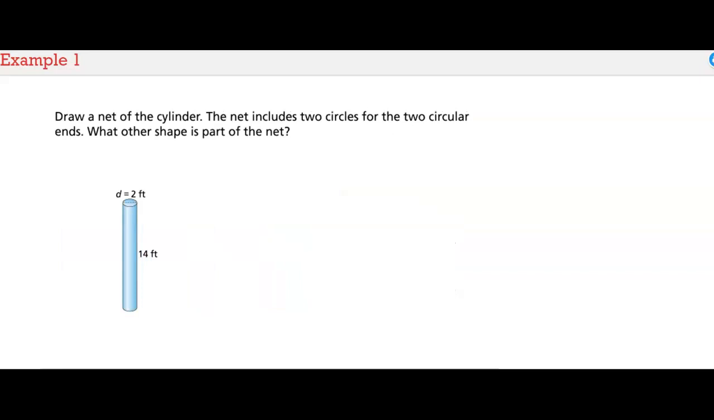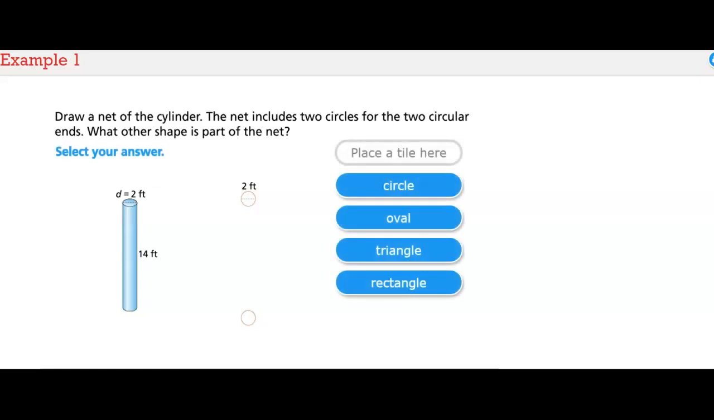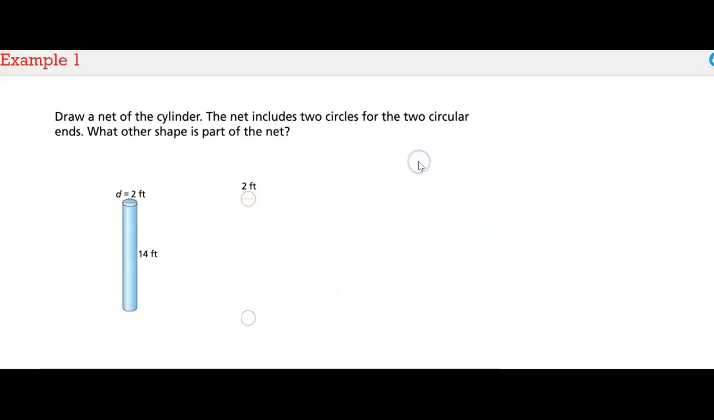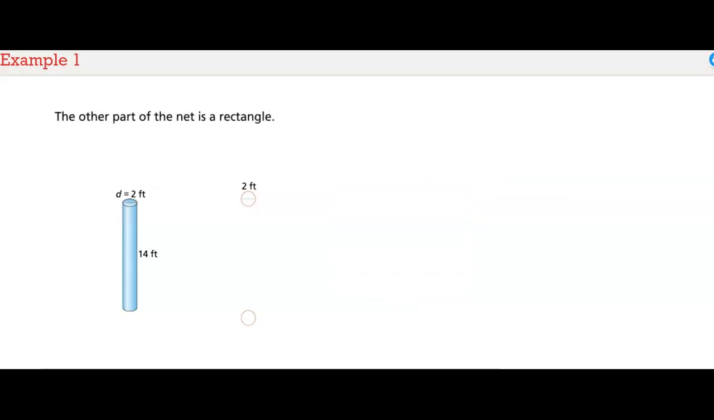Draw a net of the cylinder. The net of the cylinder includes two circles for the two circular ends. What other shape is part of the net? Select your answer. The other part of the net is a rectangle. The other part of the net is a rectangle wrapped around the column.